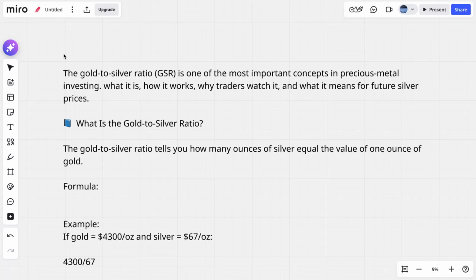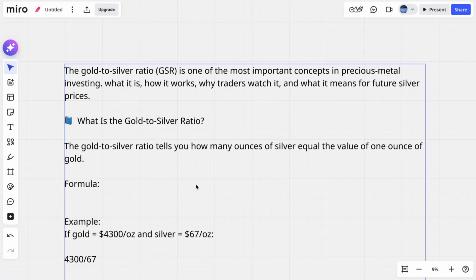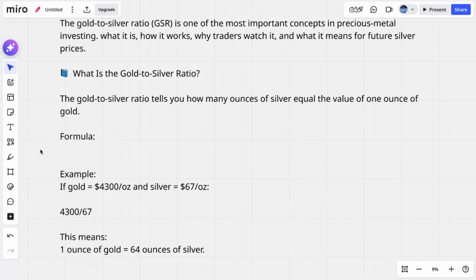So one concept that I wanted to talk about today is the gold to silver ratio. The gold to silver ratio is one of the most important concepts in precious metal investing. What it is, how it works, why traders and investors watch it, and what it means for the future price of silver. We are going to talk about all of these things in this video. So what is the gold to silver ratio? The gold to silver ratio tells you how many ounces of silver equal the value of 1 ounce of gold.